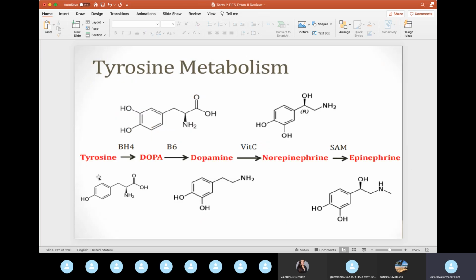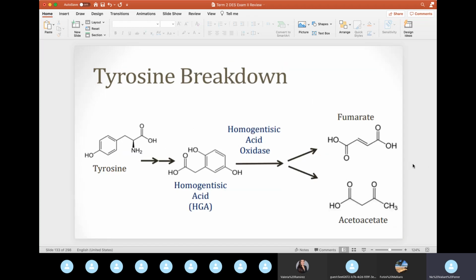Voila, there it is. Tyrosine, dopa, dopamine, norepinephrine, epinephrine. How are we going to break it down? Don't forget, tyrosine can be converted to fumarate. And fumarate is a substrate of your TCA cycle. Now, what is that? Enzyme deficiency in homogentisic acid oxidase. You have an increase in homogentisic acid.